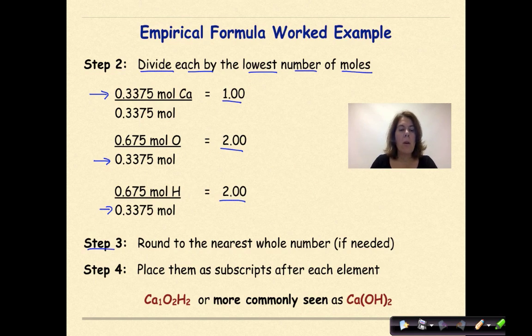So step 3, round to the nearest whole number if needed. In this case, we're sort of lucky. We don't have to do that. And finally, step 4, place them as subscripts after each element. So if I took this literally from what I calculated, I would have Ca with a 1, which we know ultimately would not be included, O with a 2, and H with a 2. And technically that would be correct because I'm taking those values and I'm just plugging them in as subscripts by those elements. More commonly, though, if we took what we wrote at the bottom, we would see this as CaOH2.